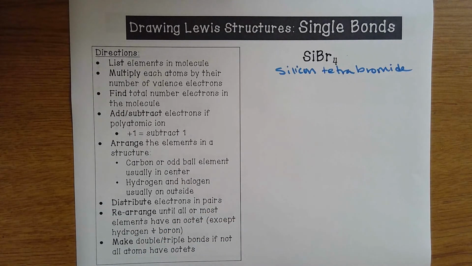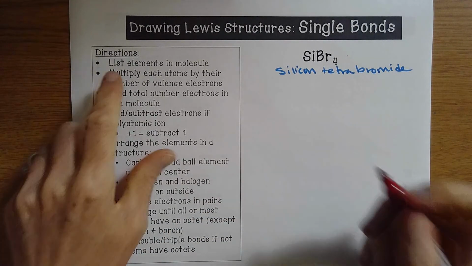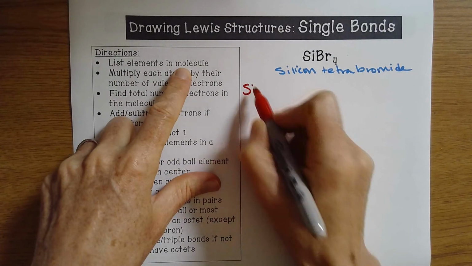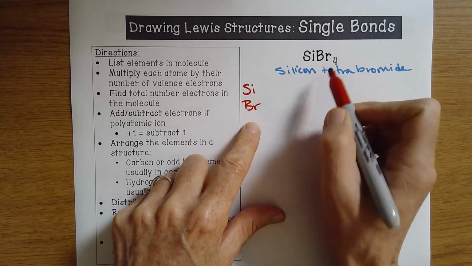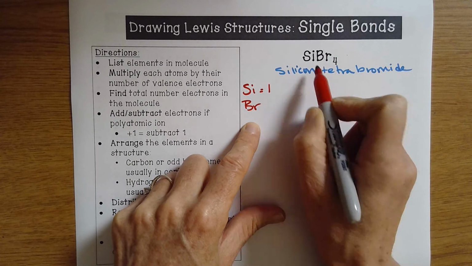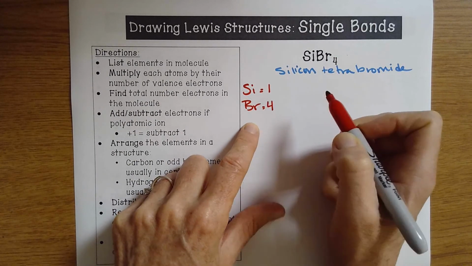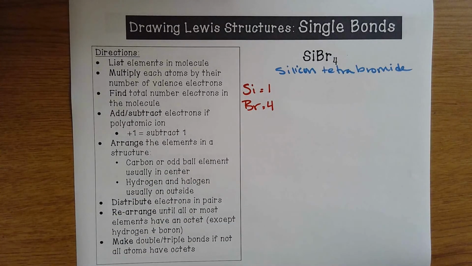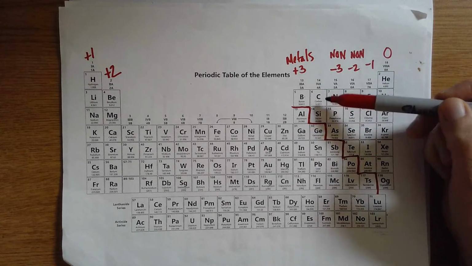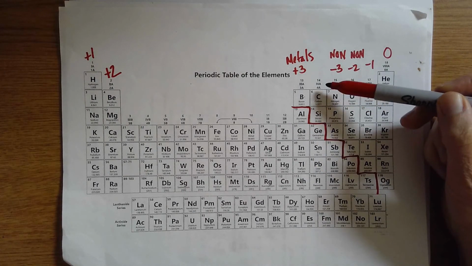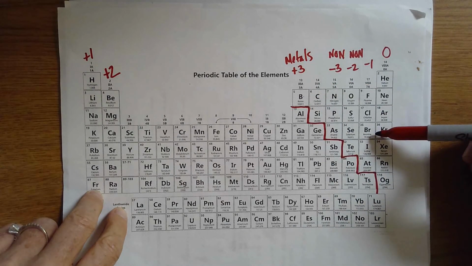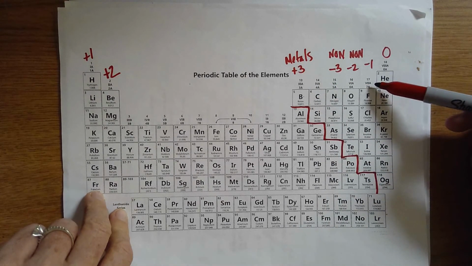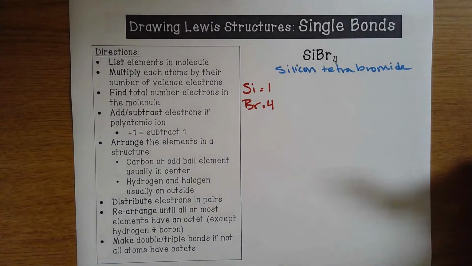Alright, let's get started. It says list the elements in a molecule, so I'm going to list Si and then Br. And then I have to look at my formula and notice there's 1 Si and 4 Brs. Following that, I have to go to the periodic table, if I don't already know. Silicon is in group 14 or 4A, so it has 4 valence electrons, and bromine is a halogen. It's in group 7A, so it has 7 valence electrons.